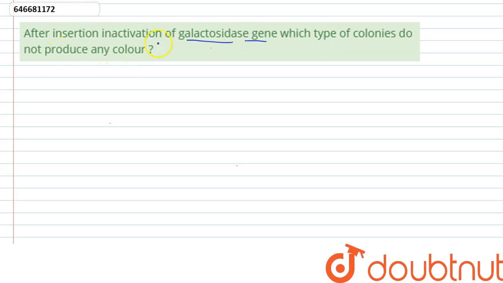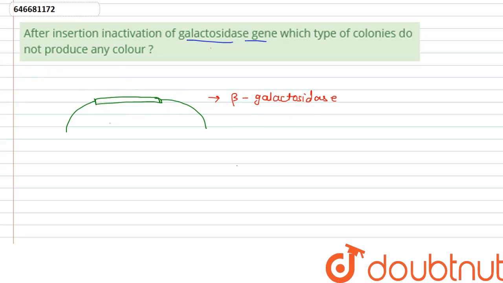Question here says, after insertion inactivation of galactosidase gene, which type of colonies do not produce any color? First of all, what is this insertion inactivation of galactosidase gene? Let us understand that. So suppose this is our vector DNA. This is the gene which encodes for a protein which is known as beta galactosidase. This whole gene encodes for this protein beta galactosidase.